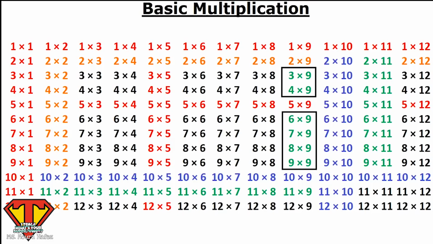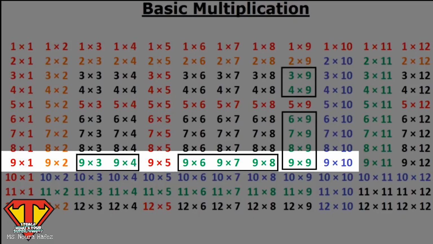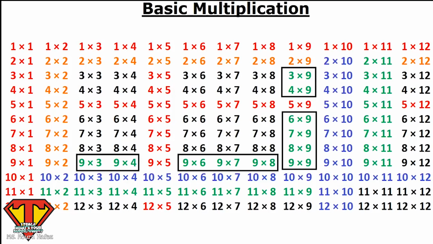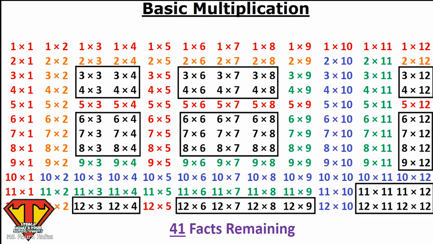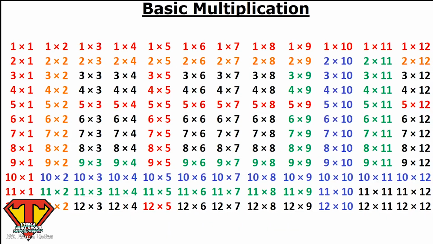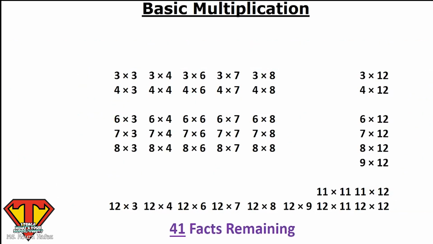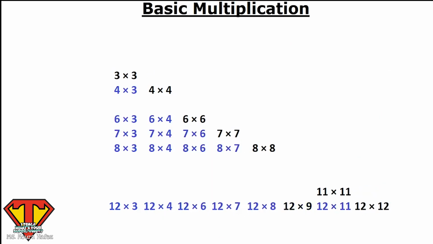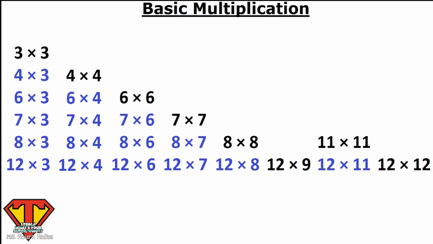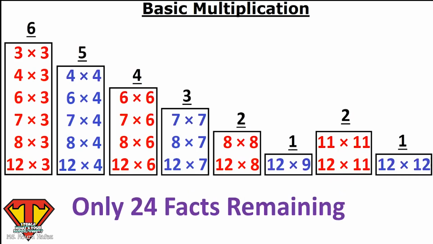So now that you know the answer to 2 times 9 to 9 times 9, you also know the reverse. You know 9 times 2 to 9 times 8. So after just learning 6 rules, you now know 103 multiplication facts. That only leaves 41 remaining. Now those remaining 41, once we remove the duplicates and multiplying by 3, 4, 6, 7, 8, and 12, we only have 24 facts remaining, and we will deal with them in the next week.